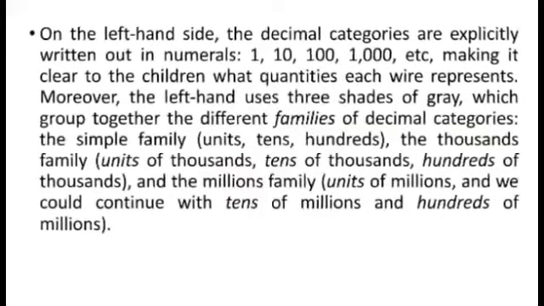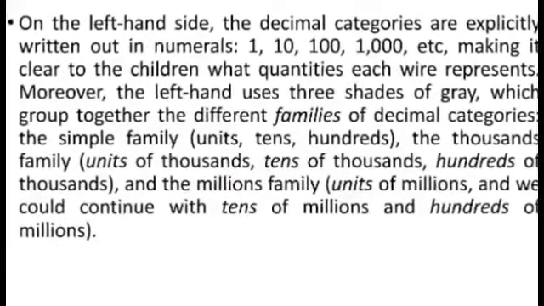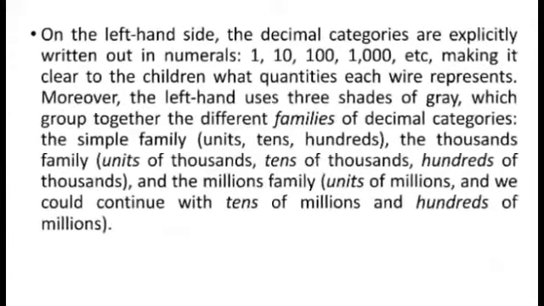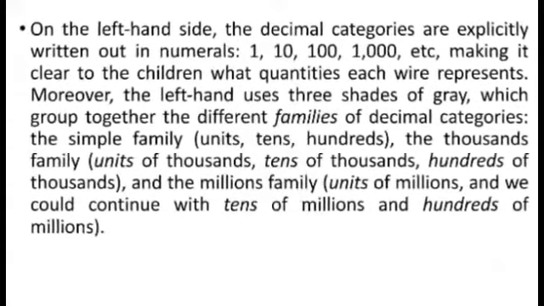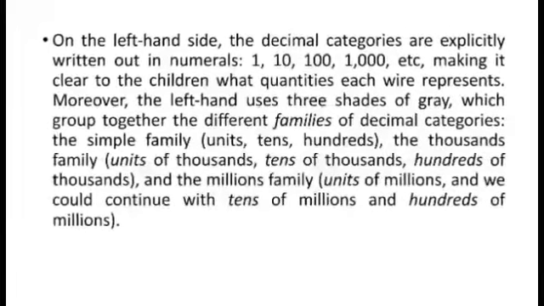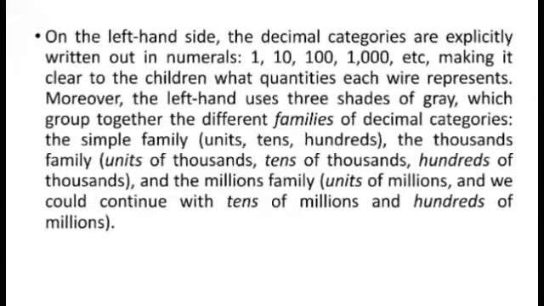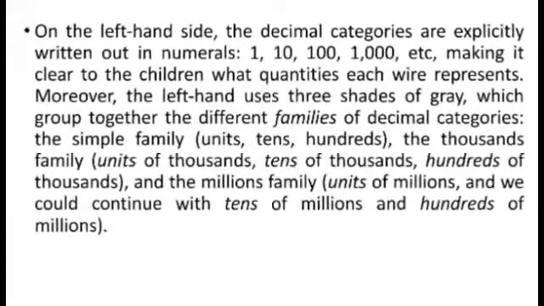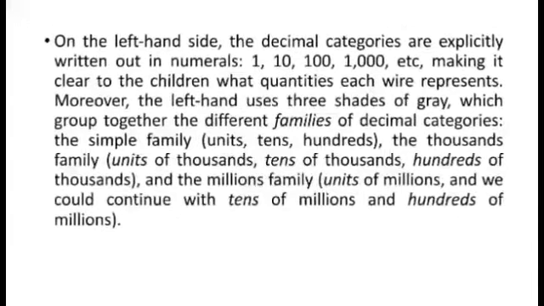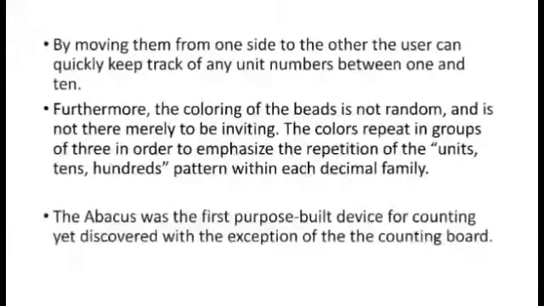On the left-hand side, the decimal categories are explicitly written out in numerals 1, 10, 100, 1000, and so on, making it clear to the children what quantity each wire represents. Moreover, the left side uses three shades of gray, which group together the different families of decimal categories. The simple family: units, tens, hundreds. The thousands family: units of thousands, tens of thousands, hundreds of thousands. And the million family: units of millions, and we could continue with tens of millions and hundreds of millions.